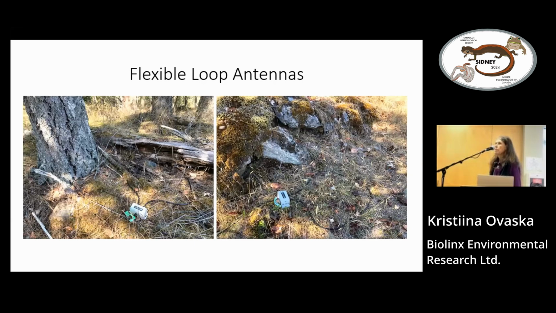This is what the antennas look like for the tendrils. You can see them in the ground here. So these are flexible loop antennas. They have a diameter of 60 centimeters when fully extended. So when a snake goes within the antenna or crosses within 25 centimeters of it, it gets detected, and the time when it is there gets recorded into the memory of the controller.